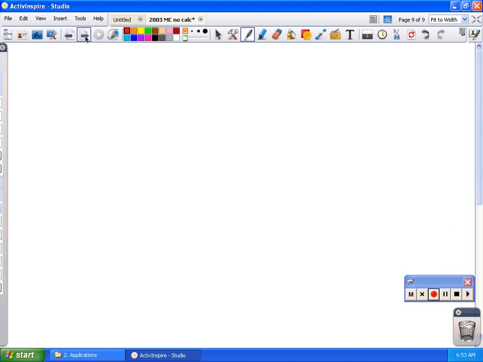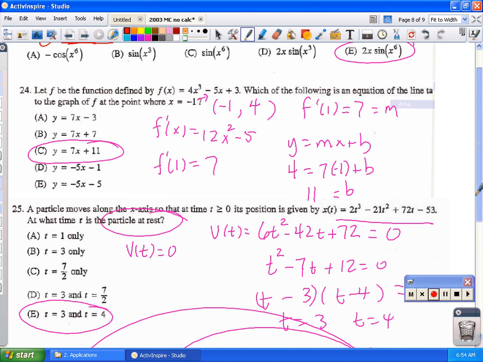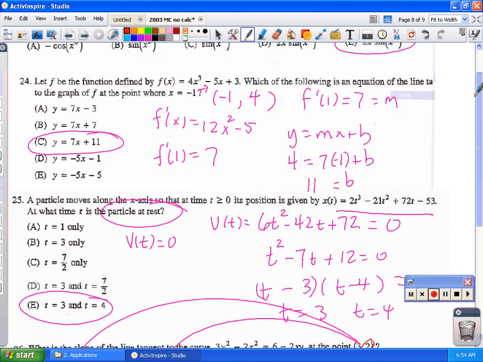Is that the last question, or is there one more? Let's see. I thought there was one more question. Okay, evidently there is number 28, but for some reason I don't have it in this flip chart. I will tell you that the answer to number 28 is E, and if you need some help on that, come in and see me, but evidently I don't have that problem.